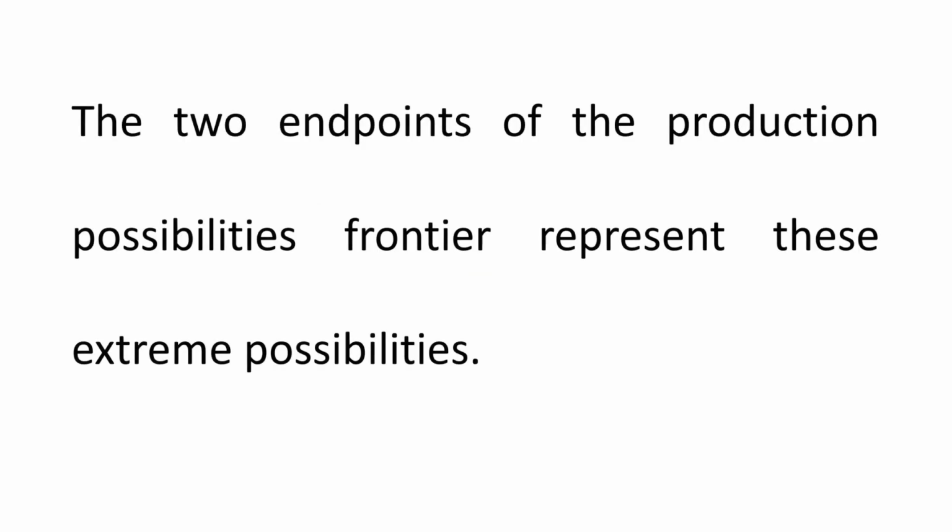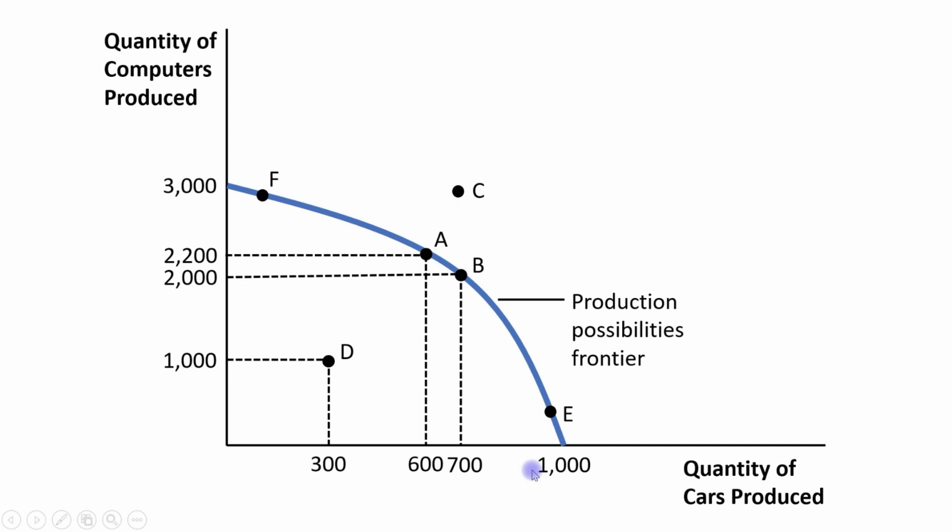The two endpoints of the production possibilities frontier represent these extreme possibilities. तो ये extreme possibilities हैं हमारे पास. First this one, that if this coordinate is showing that the economy has used all its resources in the car industry and the economy has produced 1000 cars and no computer. And if we see this extreme endpoint, this coordinate is showing that the economy has used all its resources in the computer industry, then the economy will produce 3000 computers and no car.